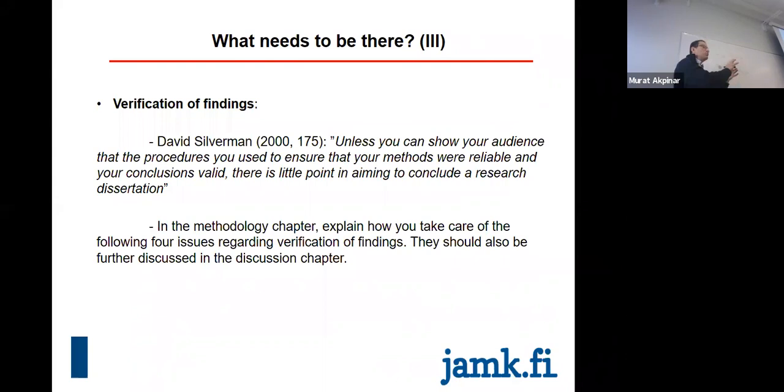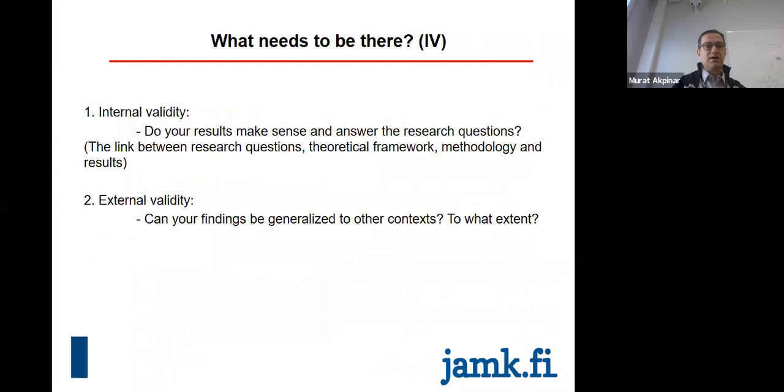So to do that, during the empirical study, we need to take care of some things that will help us to achieve reliability and validity. And under this section called verification of findings, we are supposed to write about how we achieve reliability and validity of our findings. And in doing that, we talk about a couple of things. First thing is in validity, there are two types of validity. First one is internal validity, and the other one is external validity.